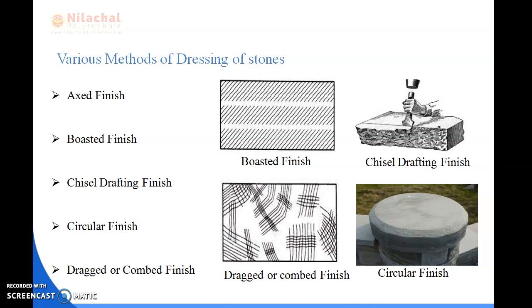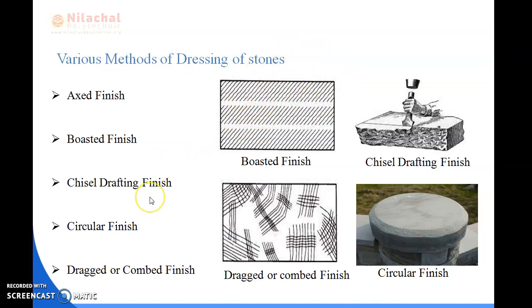Next is boasted finish. Here you can see the diagram. In this type of finish, the boaster is used to make non-continuous parallel marks on the stone surfaces. You can see the parallel marks on the stone surfaces, and these marks may be horizontal or vertical. This is the boasted finish I have told you.